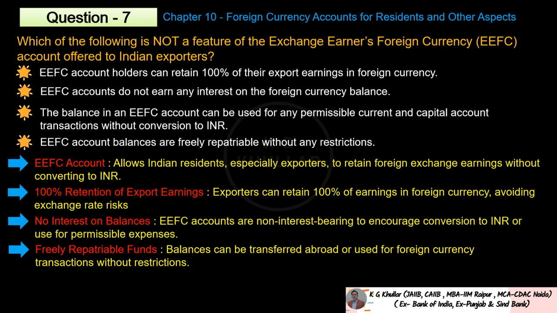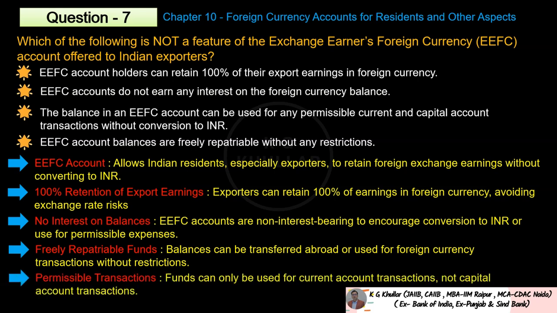The next, EEFC account balances are freely repatriable without restrictions. And this is nothing but our option D. Friends, funds held in EEFC account are fully repatriable. Now, this means that the account holder can transfer the funds abroad or use them for other foreign currency related transactions without any restrictions. This allows account holders for the use of funds for making payments for imports, business travels and other permissible expenses in foreign currency without needing to convert the funds into INR first.